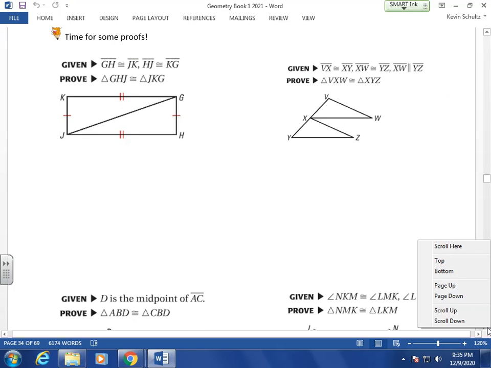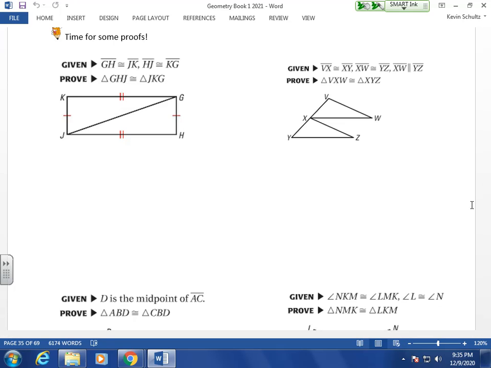Right? Time for some proofs. It says, given GH is congruent to JK, HJ is congruent to KG, and we need to prove that triangle GHJ, which is this triangle here, is congruent to triangle JKG, which is this triangle here. Okay, so that's our goal, to prove that those two triangles are congruent.